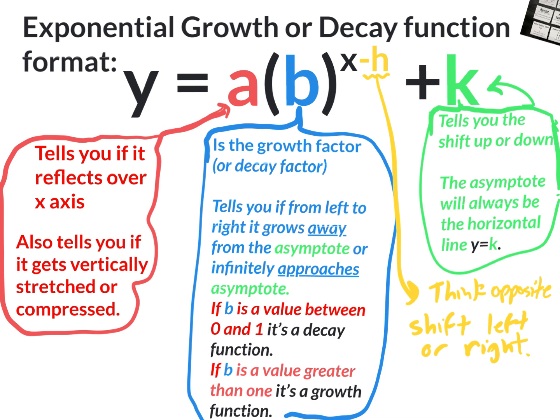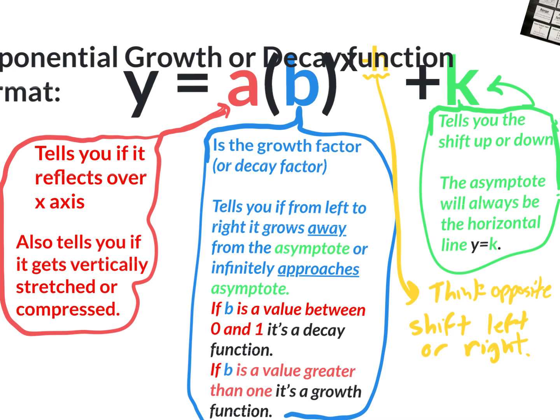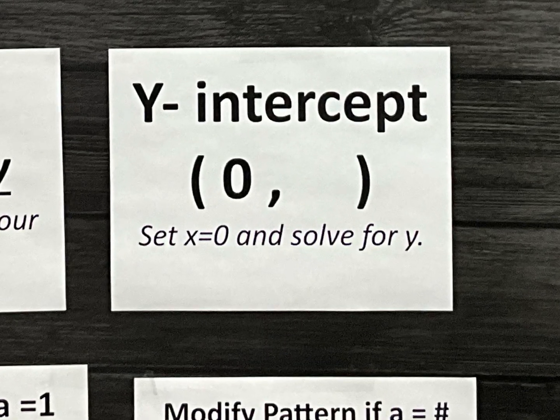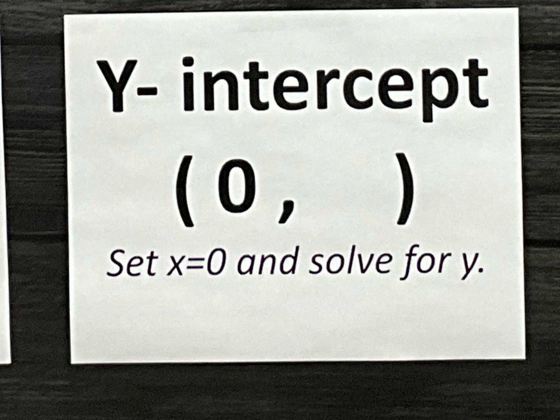So we just had an excellent question. How do we find the y-intercept? And if you look at the wall over here, and you go to y-intercept, for the y-intercept of any graph, it doesn't have to be a parabola or a line or exponential growth function or decay function. For any function, any graph, if you want to find out where it crosses the y-axis, all you have to do is set x equal to 0 and solve.